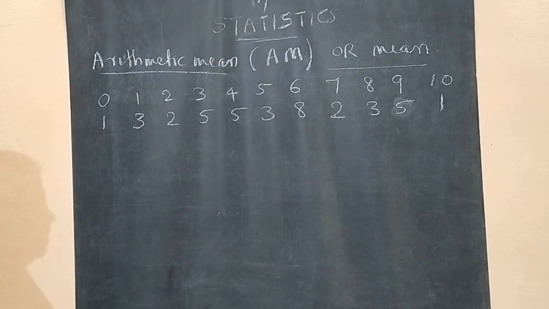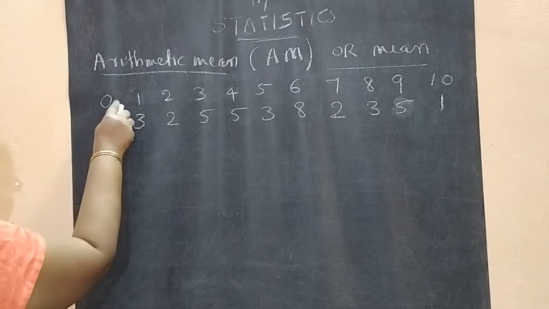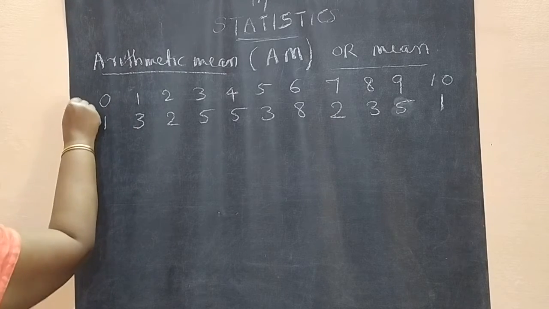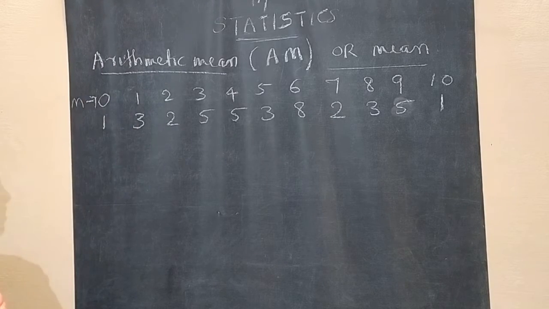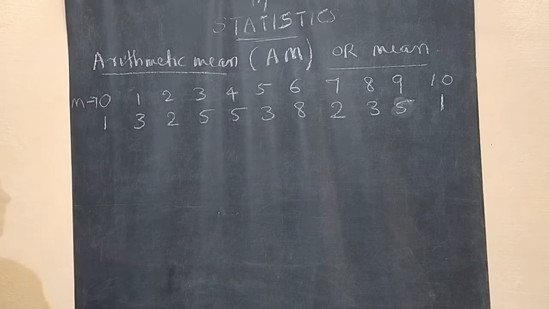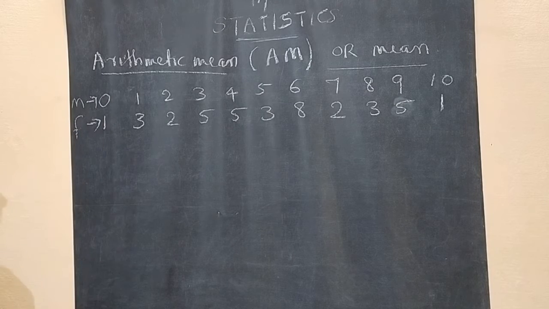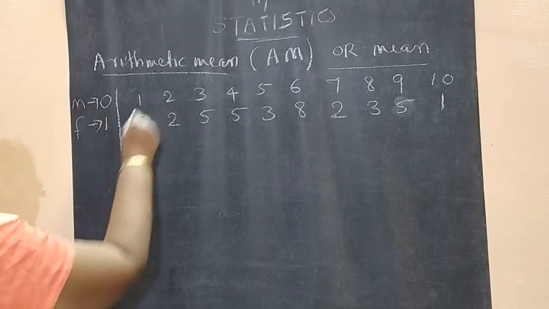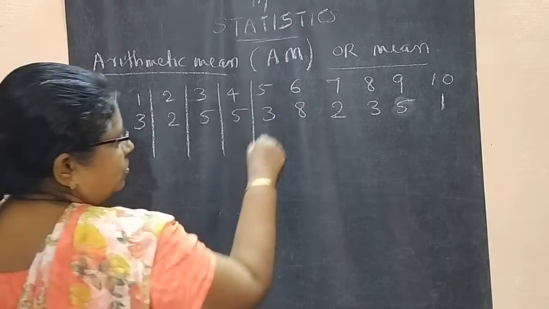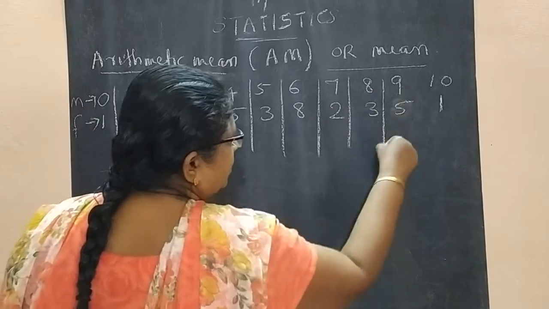So these are the marks. Here, the first line is marks. The second line is the number of students, which we can denote as frequency. Like this we got.